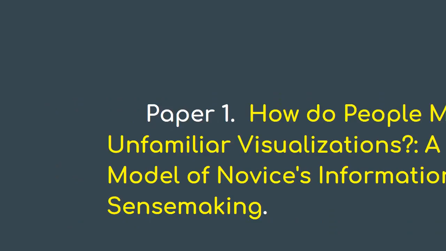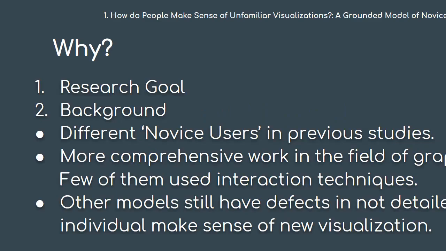So let's take a look at my first paper. My first paper is entitled How Do People Make Sense of Unfamiliar Visualizations? A Grounded Model of Novice Information Visualization Sensemaking. From the title, you can see the research goal for this paper is to figure out the way people make sense of unfamiliar visualization.